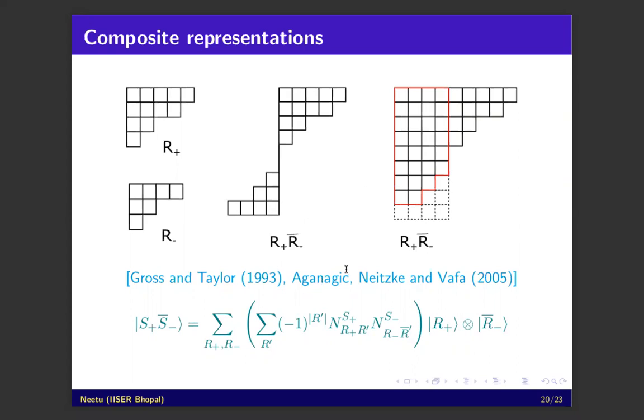If we consider the states in the full Hilbert space in terms of R plus and R minus, then they are just given by this tensor product. And we can write the states in this composite basis. So this is the relation between the two bases. These n's are Littlewood-Richardson coefficients.